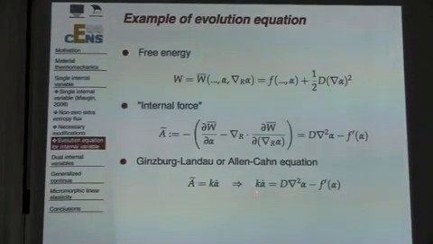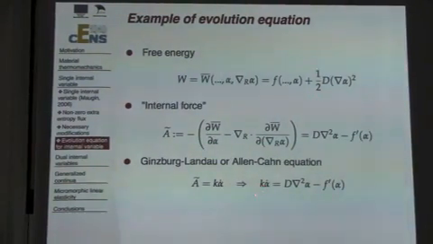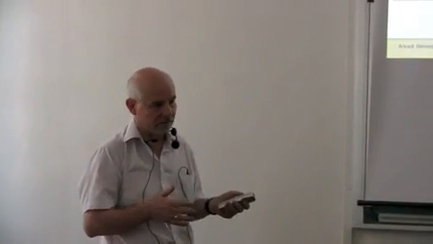So in the case of choice of free energy in this form, we go to the evolution equation for the internal variable in the form of the Ginzburg-Landau or Allen-Cahn equation, which is enormously broadly applied to reaction-diffusion equation processes, at least.